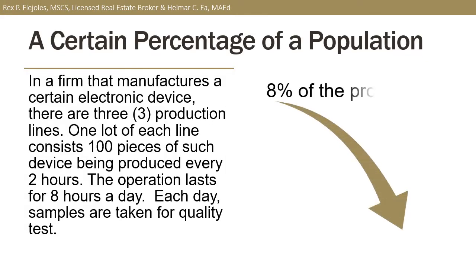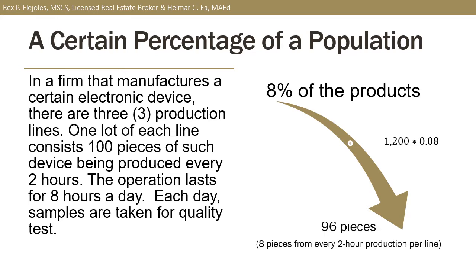With the same case, what is the sample size each day if 8% of the products are tested? In 8 hours, there are 4 periods of 2 hours. Hence, each production line produces 400 pieces. Since there are 3 production lines, there are 1,200 pieces of such electronic device produced by the firm each day. The sample size is equal to 1,200 times 0.08, which is equal to 96. The sample size is 96, composed of 8 pieces from every 2-hour production for each production line.